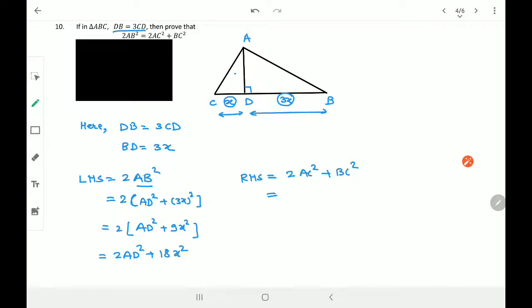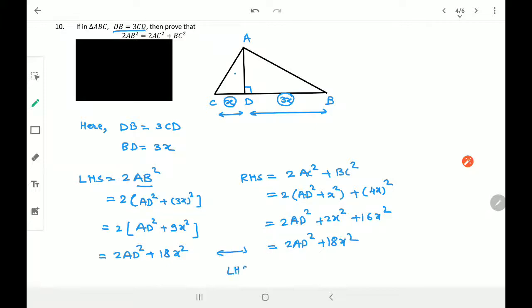AC square. What is AC square equal to? 2 into bracket AD square plus CD square, that is x square. What is BC square? Because it's very clear, BC is 3x plus x, 4x. So it will be equal to 4x the whole square. I can multiply by 2: 2AD square plus 2x square plus 16x square, which is 2AD square plus 18x square. And I think it is very clear, LHS is equal to RHS. I just hope you are understanding. Clear? So it was easy, this is a textbook question.